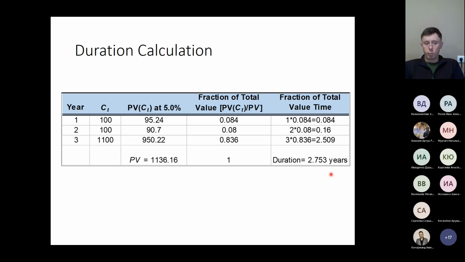You see that the maturity period is 3 years, but duration is shorter. Duration cannot exceed the maturity period. If the bond has no coupon, if there is only a single payment of the face value, in that case duration would be equal to the maturity period, but duration would never exceed the maturity period.